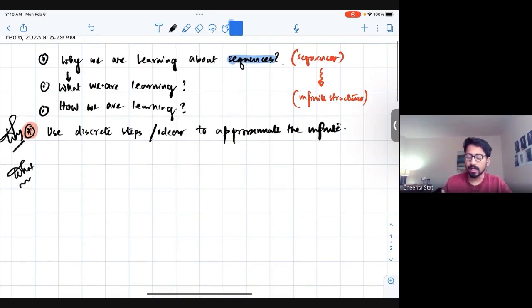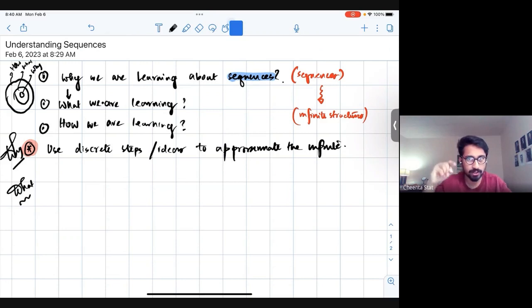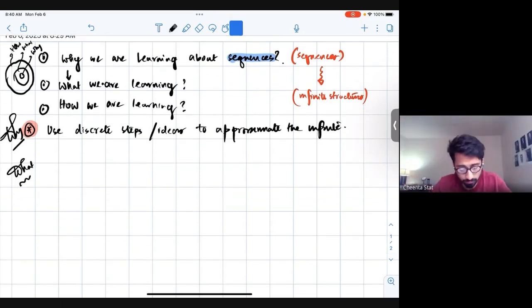So why, how, and what is something called the golden circle in Simon Sinek's work. If you have read Start with Why, or you have seen his TEDx talk, the first thing should be why, the next thing should be what, and the last thing should be how. Okay, that's how I approach teaching. I tell you the why and then what and how, because this is how the human brain has been developed, from the outer region to the inner region. Anyways, coming back to what we are going to learn in sequences. So understand, this step is very important.